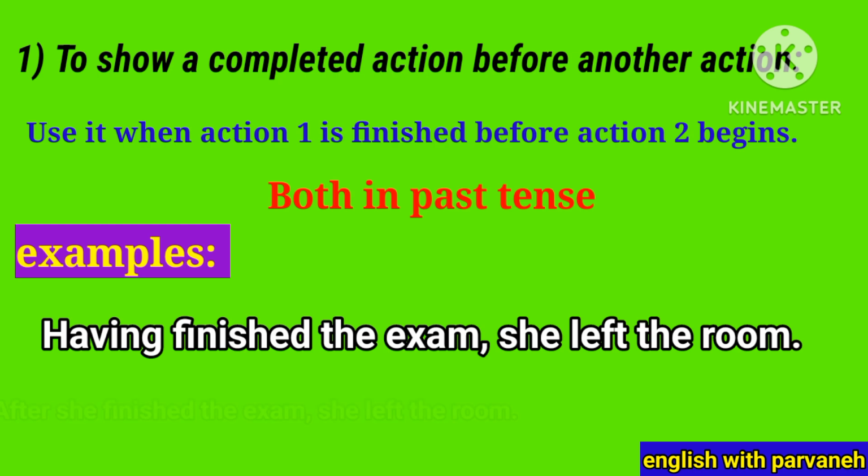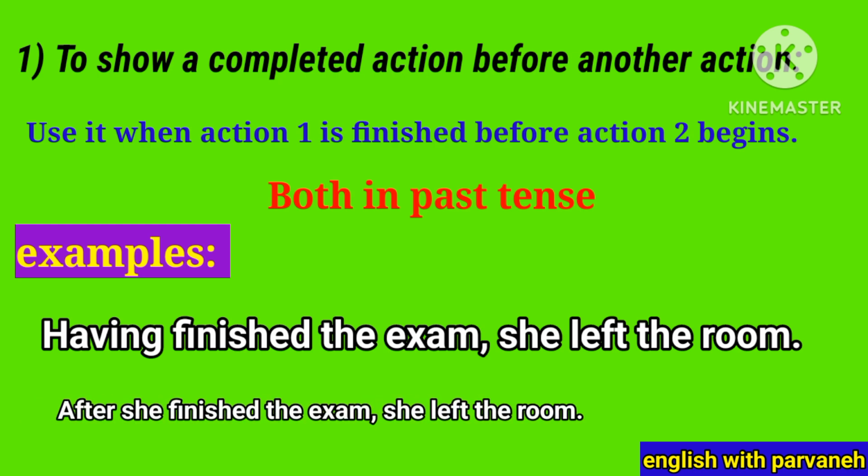The complete sentence is, after she finished the exam, she left the room. So we can omit after from the sentence, the subject as well, because we do not want to repeat the subject. So we also omit she. So what is left is finish the exam. So we add having, which shows past tense, and then we change the verb into past participle. So the past participle, or the third part of finish, is finished. So it means that first she finished the exam and then she left the room.